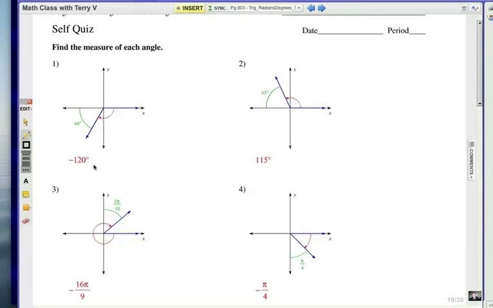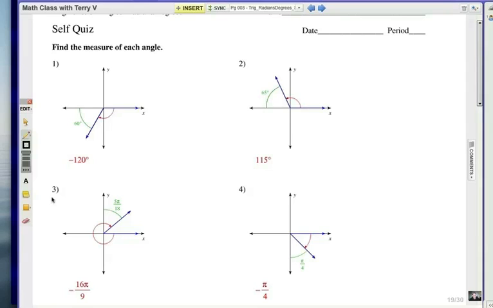Alright, number 1. The answer is negative 120 degrees. Now if you're going backwards in a negative direction, if you go all the way up this way, of course, it's 180 and you're 60 degrees shy. So that's why it's negative 120. Number 2, here it's 115 because you are 65 degrees short of 180 going in a positive direction.